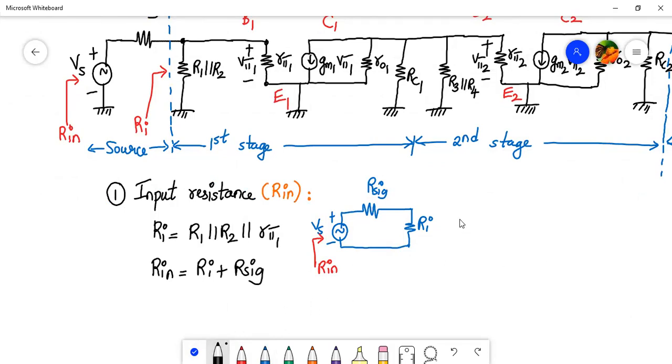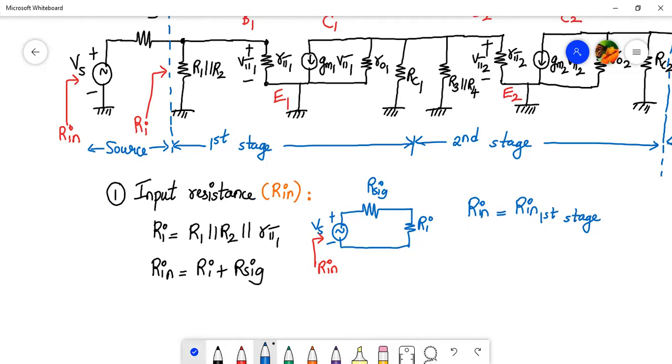And also there is one fact, one concept, that the input impedance of a cascade stage will be equal to the input impedance of the first stage. Okay, so this is true over here. The input impedance Ri, which is R1 parallel to R2 parallel to Rπ1, is the input impedance of the first stage. Fine. So this concept you please remember.